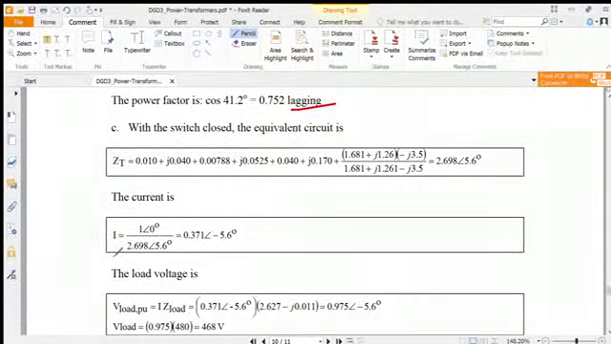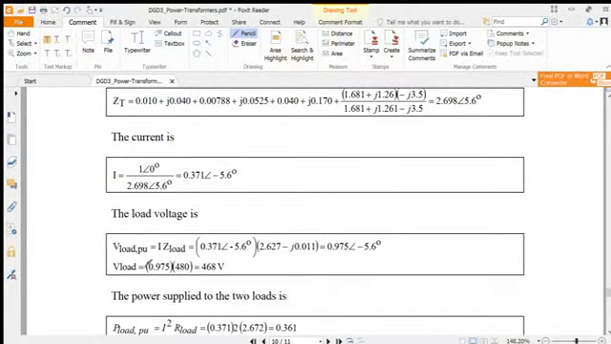Then the current is I equals V over Z, and the load voltage is similarly I times Z load, but note that this is the j load. If we use the rectangular or Cartesian form, we'll get this value, and this is the similar one, and we'll get this value. And what is the load voltage? This is the 0.975 per unit value, just multiplied by the base, and we'll get the actual value.